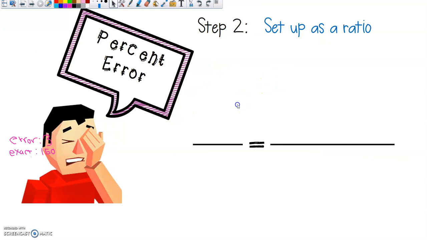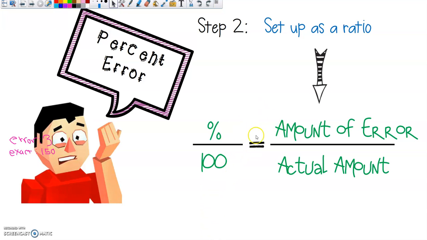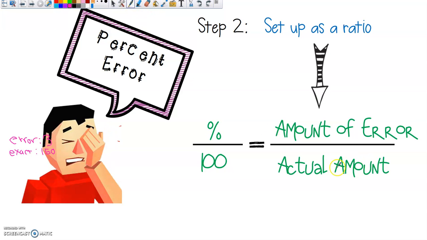So I want to set this up as a ratio, and we're going to have the amount error over the actual amount, and we'll set this equal to our percent. So make sure you write this down in your notes. We'll come back to this over and over. So our amount error we already figured out was 3 over the actual amount, or the exact amount, which is 150. Set it equal to the percent. Cross multiply, so I have 300 equals 150x. Go ahead and divide by 150. X equals 2% error.